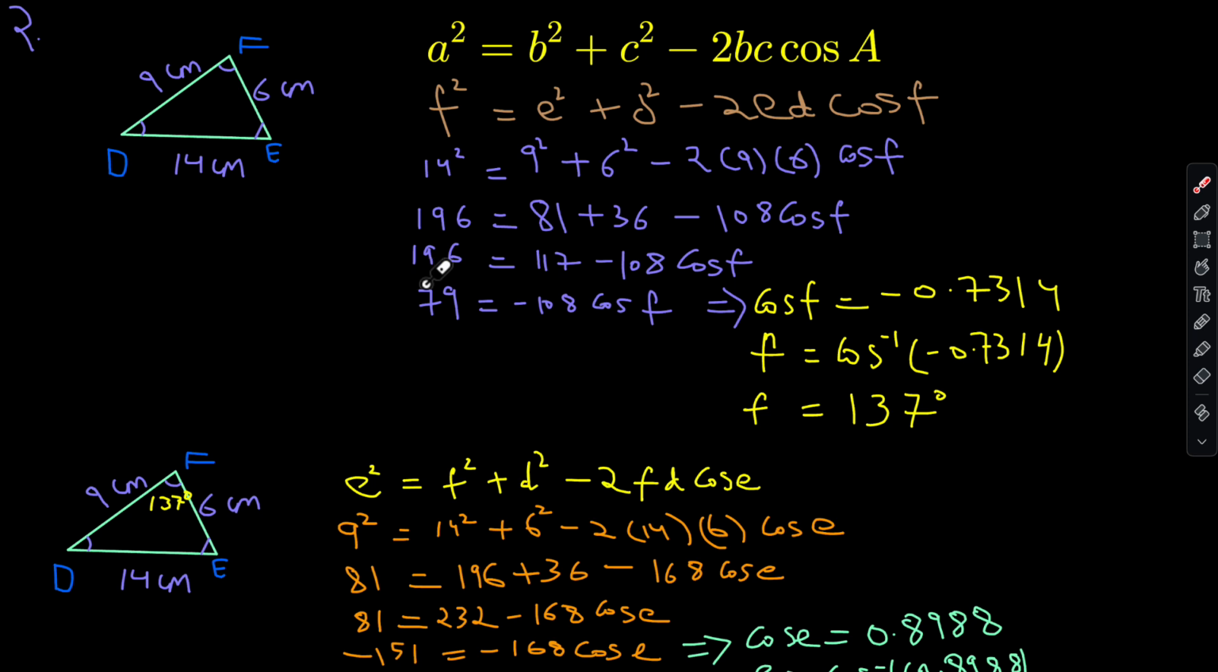Solving it further, 196 is equal to 117 minus 108 cos F. Taking 117 to the other side and subtracting it from 196, we get 79 equal to negative 108 cos F. Dividing both sides by negative 108, cos F is equal to negative 0.7314. Taking the inverse on both sides, that will be cosine inverse, we get angle F equal to 137 degrees.